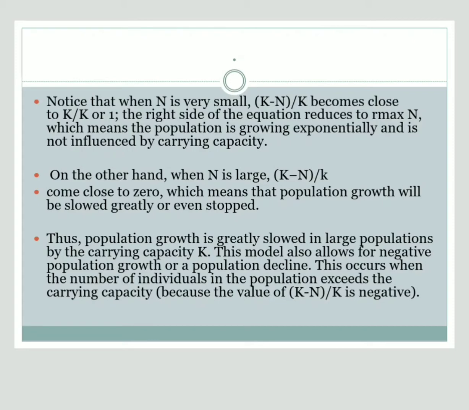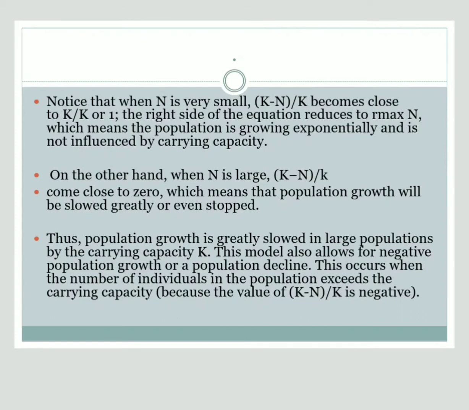Notice that when N is very small, (K - N)/K becomes K/K, or 1. So the right side of the equation reduces to r max N, which means the population is growing exponentially and is not influenced by the carrying capacity. On the other hand, when N is large, (K - N)/K comes close to 0, which means that population growth will be slowed greatly or even stopped. The population growth is greatly slowed in a larger population near the carrying capacity.